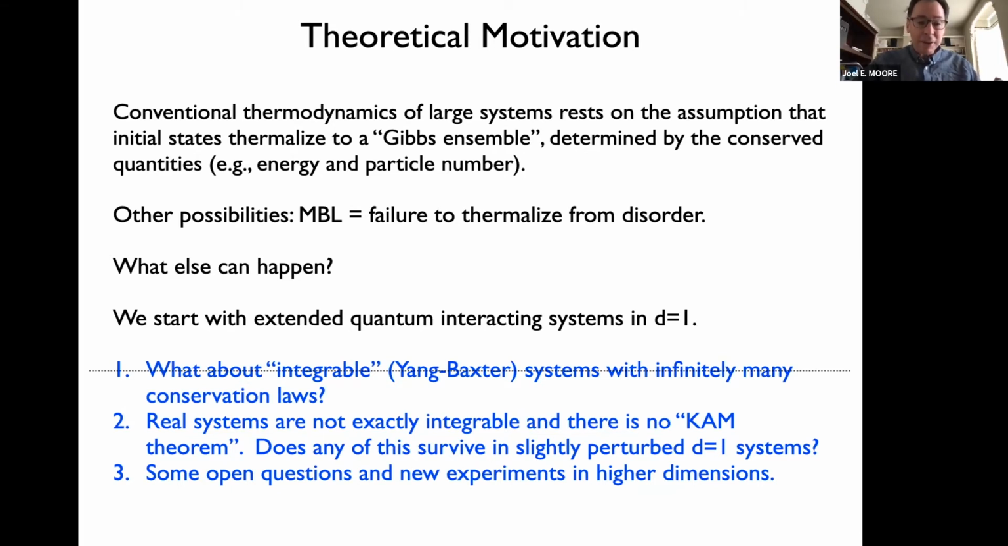And in particular for integrable systems, which have a lot more conserved quantities, the Gibbs ensemble is not the natural endpoint. It's the so-called generalized Gibbs ensemble. You could ask whether that is stable to reality, either in the computer or in the lab. And then I will talk about higher dimensions. So other possibilities aside from ordinary hydrodynamics taking you to the Gibbs ensemble.